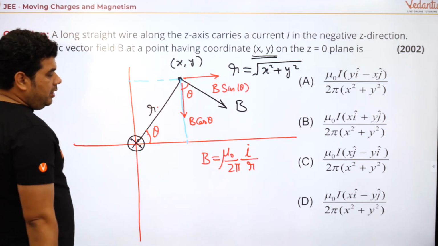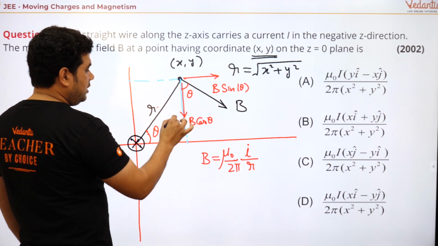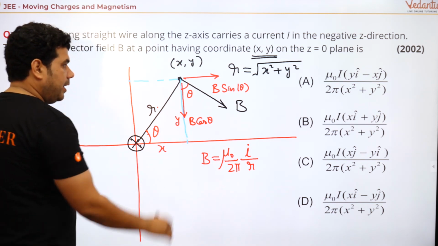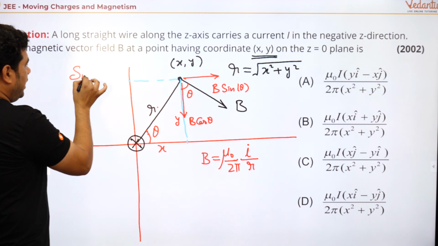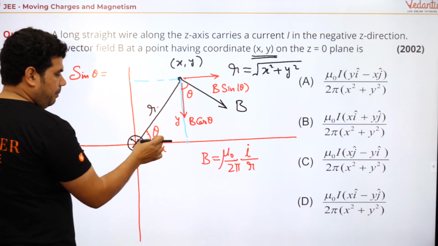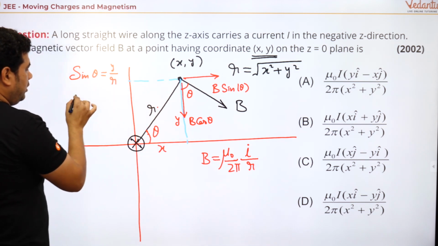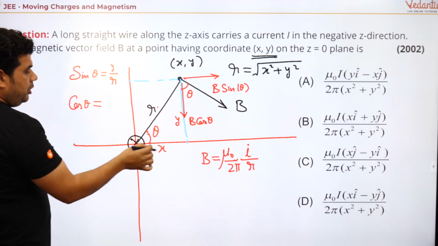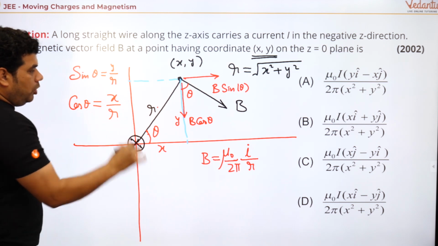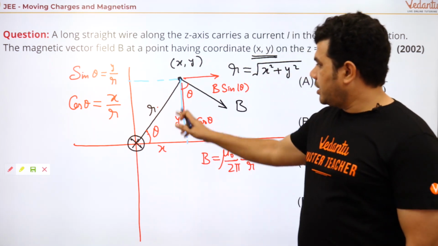What is sin theta here? This distance is xy, so this is x and this one is y. Now you can say sin theta. Sin theta is perpendicular upon hypotenuse, so this is y upon r. Cos theta is base upon hypotenuse, so that is x upon r. So you have y upon r, you have x upon r.